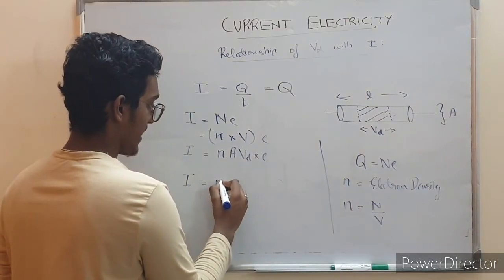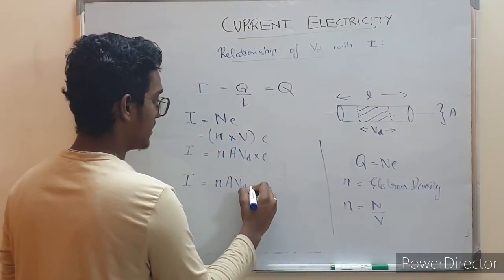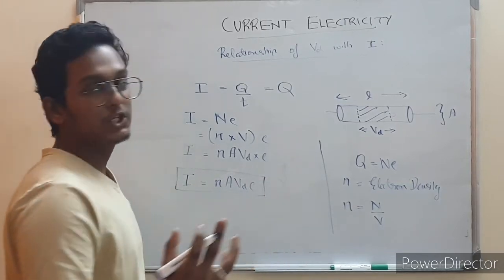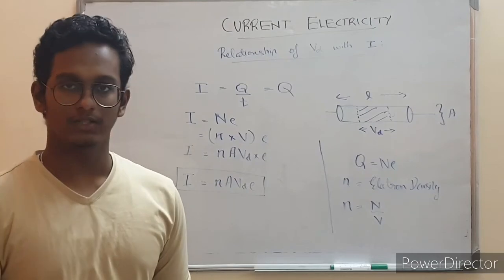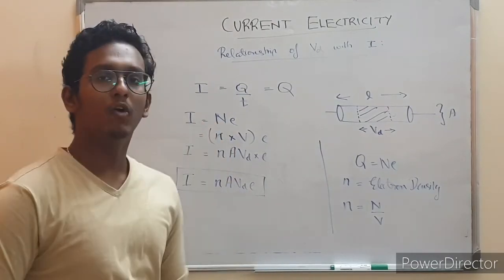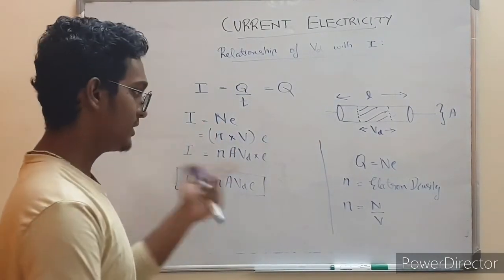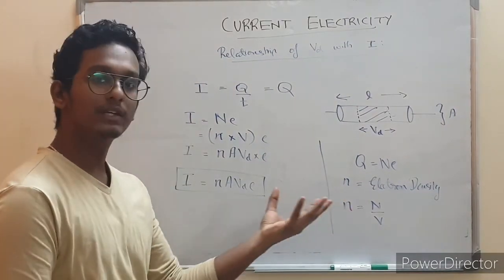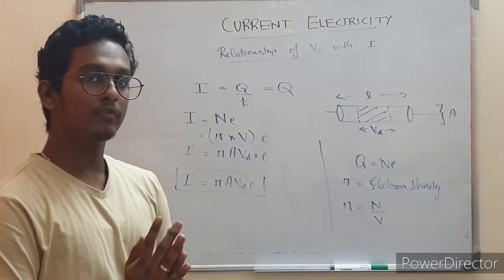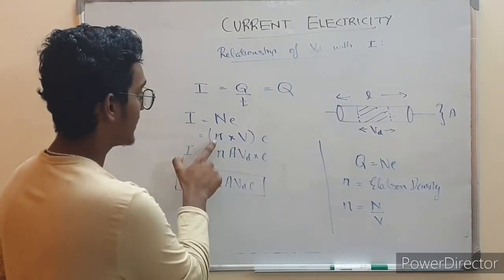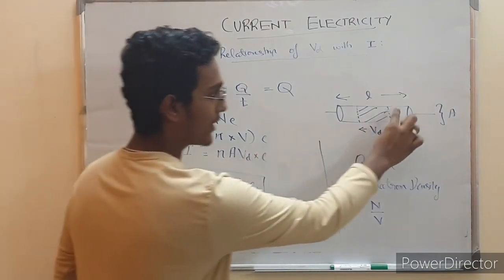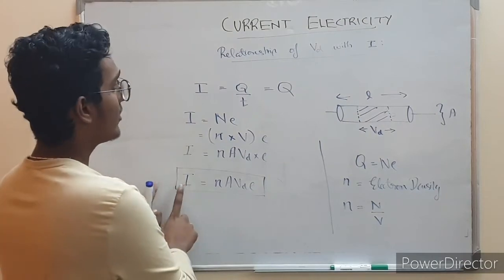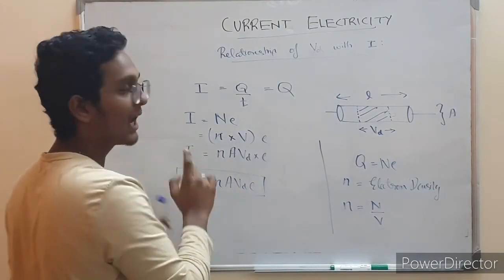I equals nAVde. This is the expression we are looking for. The only catch over here is to find out the total number of electrons, and for that we are assuming a quantity called electron density, which is the total amount of electrons divided by volume. So when you multiply electron density with volume, you get the amount of electrons present in that volume. So electron density times the volume, A into Vd, into the charge is the total current. So now we found the relationship of Vd with I.